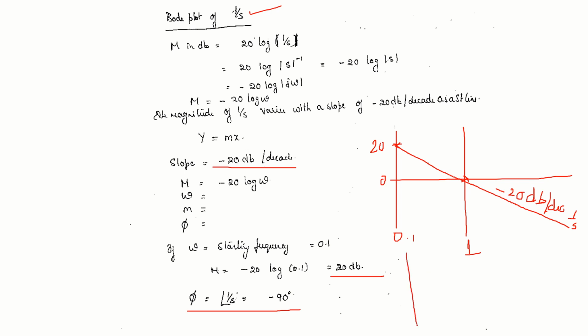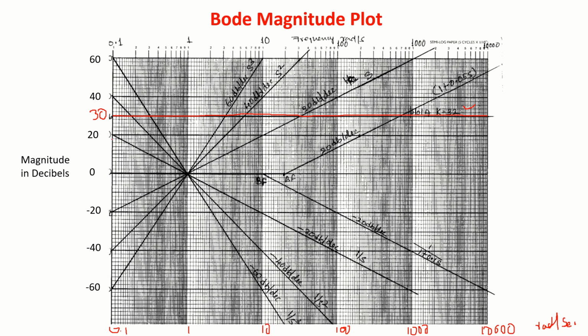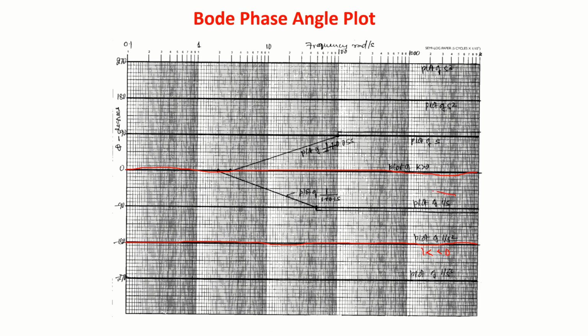When you want to draw the phase angle plot of this, let us say it is 0 degree. This is minus 90 degree. Simply draw a minus 90 degree line. So it's phase angle of 1 by S. So now go to this plot. When omega is 0.1, magnitude is 20 dB. It varies with a slope of minus 20 dB per decade. Join these 2 points and draw a line. This is what 1 by S plot is. And phase angle of that 1 by S is this one.